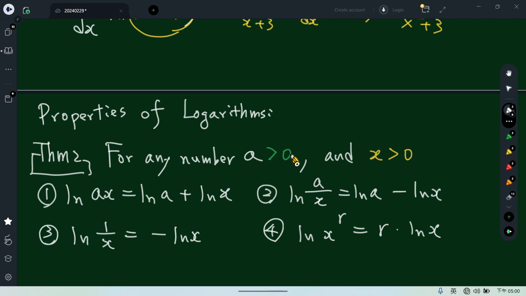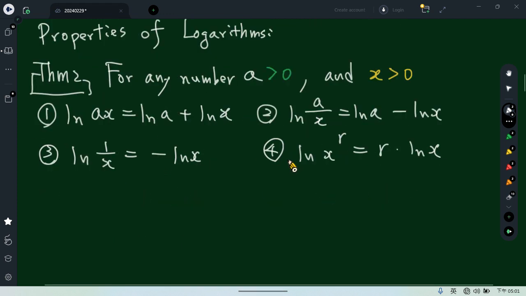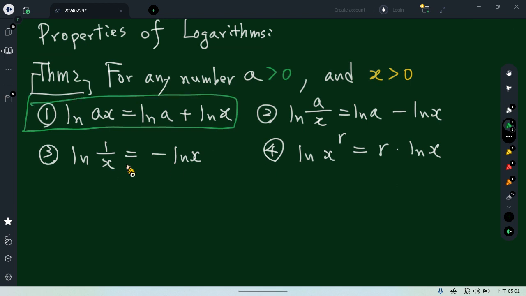Even though there are four rules, four properties here, we can just focus on number one. Then for number 2 to 4, you can just derive the result based on number one. So I will prove number one for you. We will just prove this one, then based on this, you can get this one, and then this one, and then this one. Okay, I will show you the first one first.